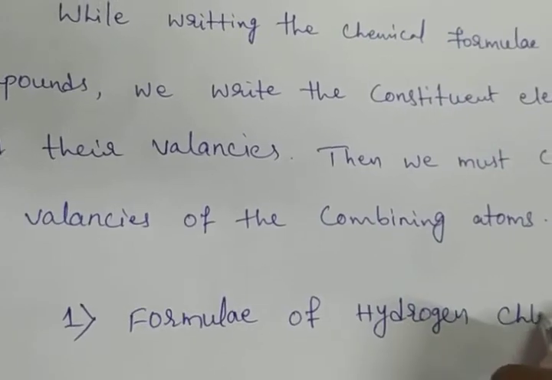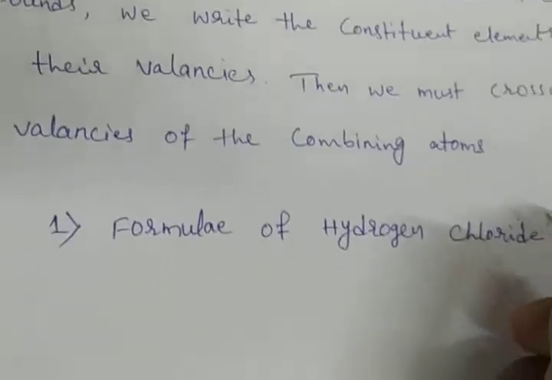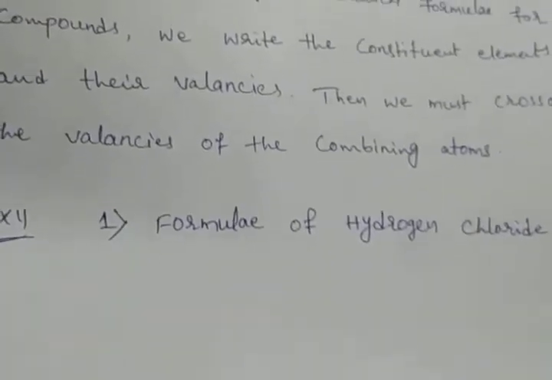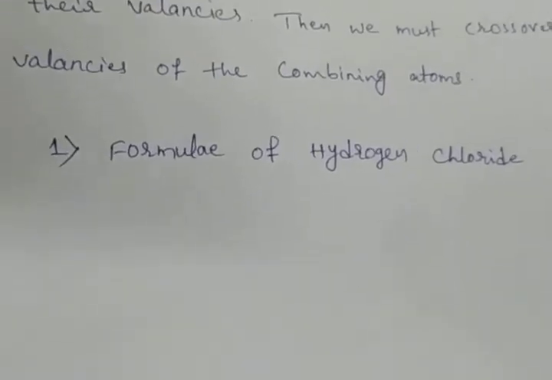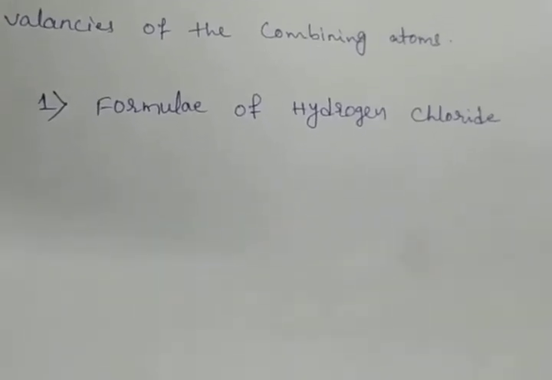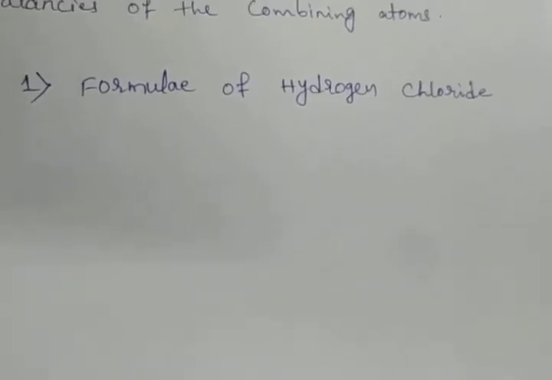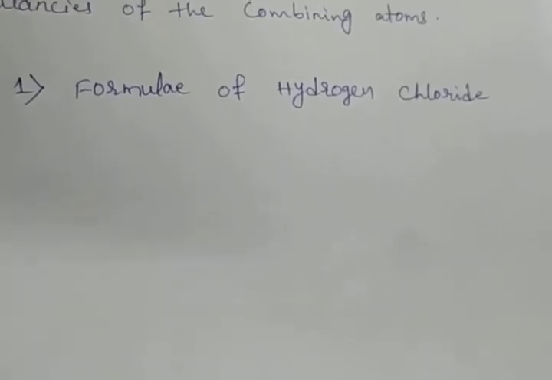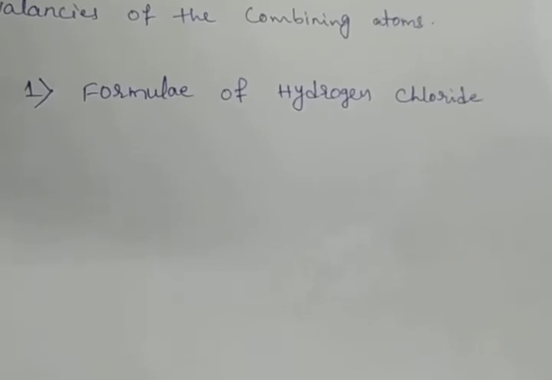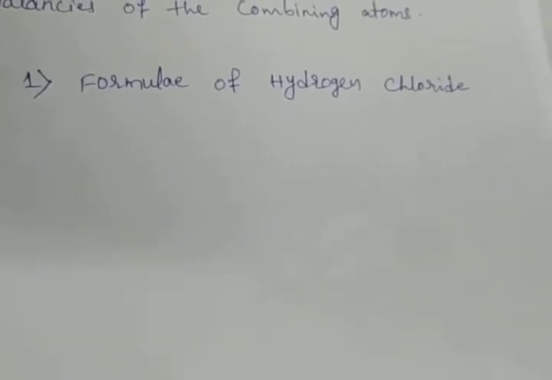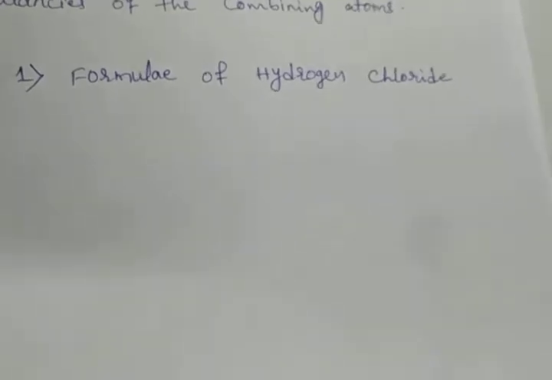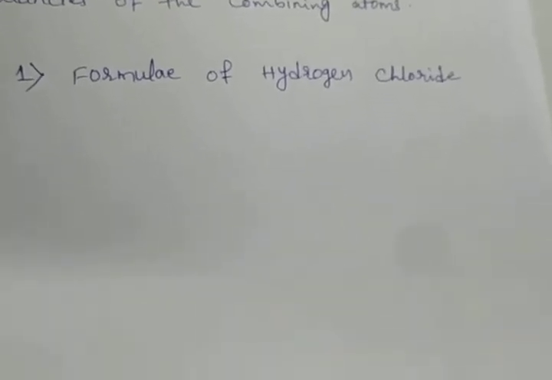Hydrogen chloride. We don't know the formula of hydrogen chloride. Then how can we write the hydrogen chloride formula? We know the symbol of hydrogen and the symbol of chlorine. I already gave them in the table. What is the symbol of hydrogen? H. Next, what is the chlorine symbol? Cl.